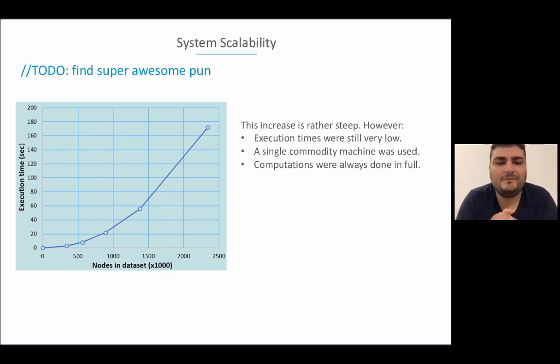Also, you have to keep in mind that for this simulation, all the computations were always done in full, meaning that I didn't account for deltas. With each of these computations, you could only account for the things that happened since the last computation, and that would make the thing go much faster. But even so, it still worked. It still allowed us to identify those malicious users.